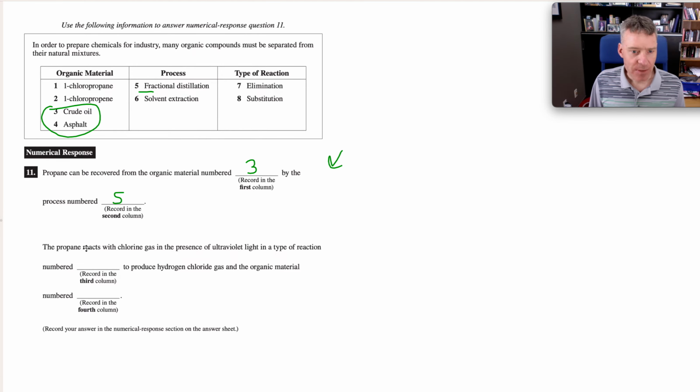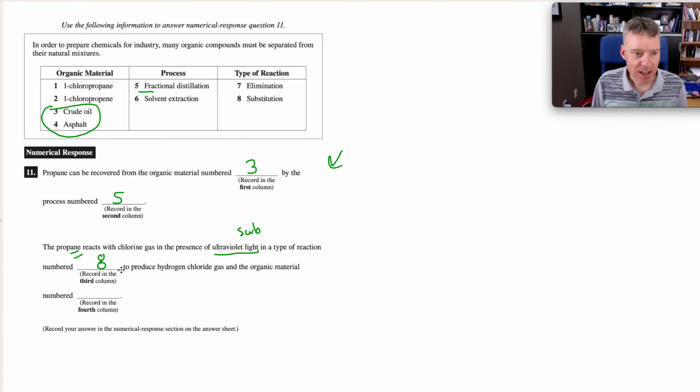Now we've got something else going on. Propane reacts with chlorine in the presence of UV light. As soon as you see UV, I'm thinking substitution reactions, and that's what you would have from an ane. And we've only got elimination and substitution, so that's going to be a substitution reaction, so that's 8. And then finally, to produce hydrogen chloride gas and the organic numbered.